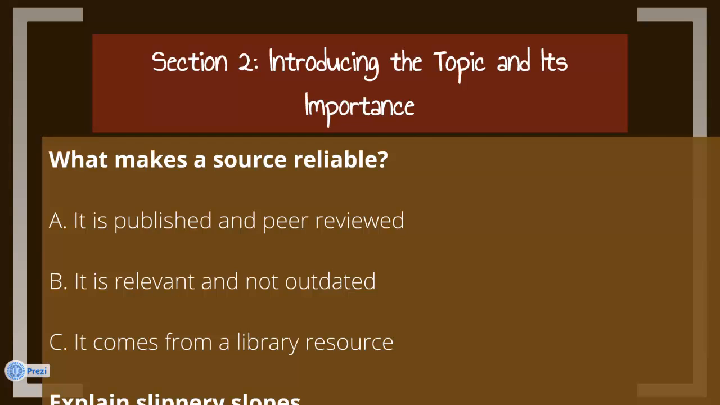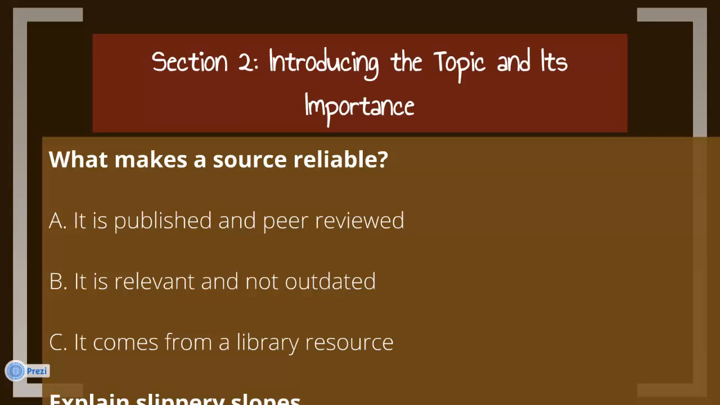B, it is relevant and not outdated. Information changes over time. And like in the example question, a book from the 1950s on Pluto is no longer considered to be a reliable source because Pluto is no longer considered to be a planet.